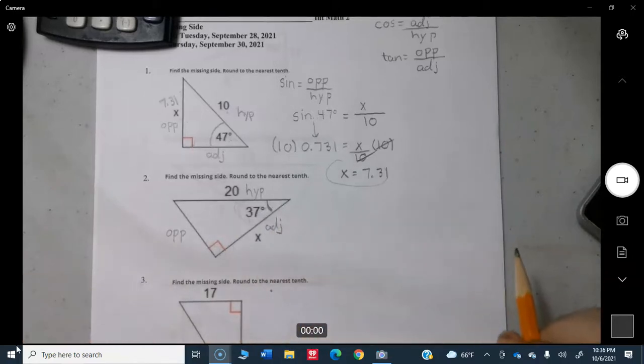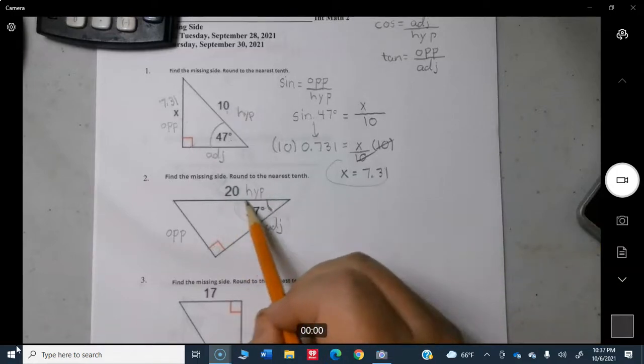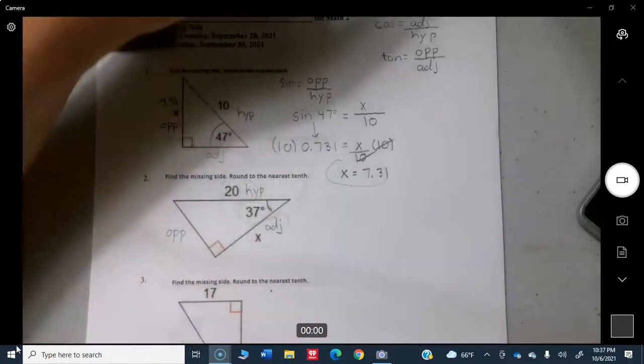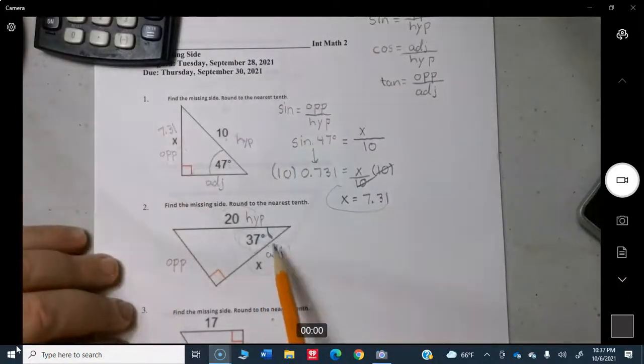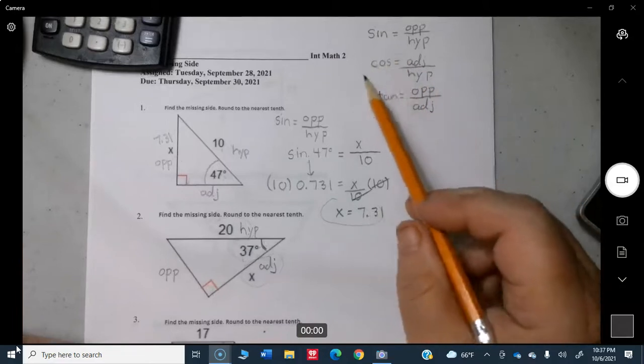Okay, so we've labeled our sides. Now we have to find the side that we're interested in finding the length of, and a side that we're given a value for, a number for. So in this case, we're looking for the adjacent and we're given the hypotenuse. So we want to find the relationship that includes adjacent and hypotenuse. We come up here and we see that that's the cosine.